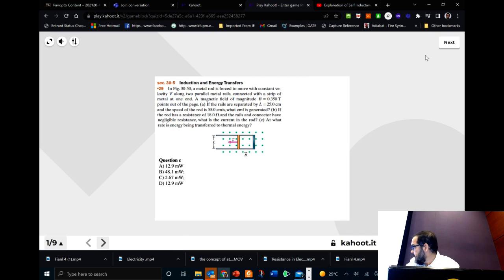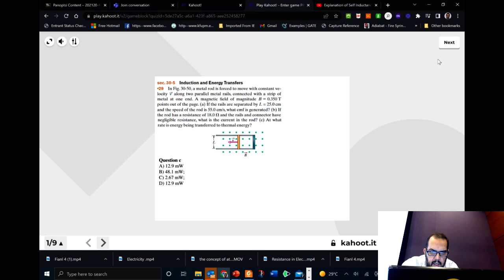Let me read it in case it's not clear. A metal rod is forced to move with constant velocity v along two parallel metal rails connected with a strip of metal at one end. The magnetic field of 0.35 Tesla points out of the page. If the rails are separated by a distance L of 25 centimeters and the speed of the rod is 55 centimeters per second, what is the EMF that is generated?